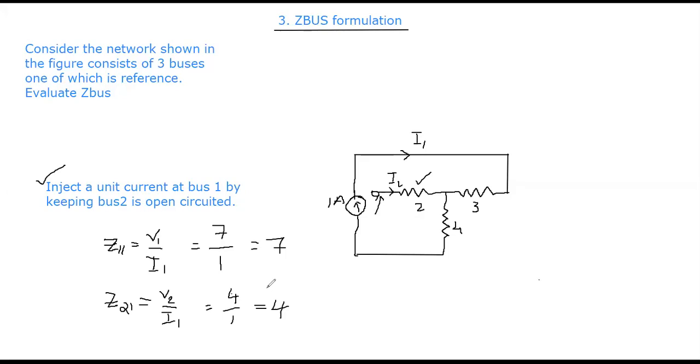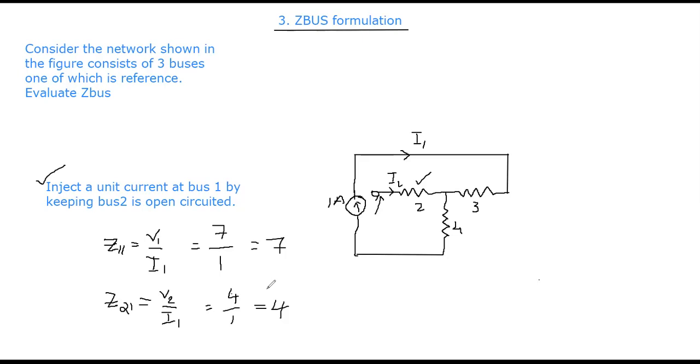Now initially we are keeping the second port open circuited, and in the first port we are connecting a 1 ampere current source. By connecting that 1 ampere current source between the first node and the reference node, obviously the 2 ohm resistance gets open circuited. Why? Because I2 is equal to 0. So the 3 ohm resistance and the 4 ohm resistance get connected in series, and the total resistance is equal to 7 ohms. So what is the total current that is trying to flow? That is equal to 1 ampere.